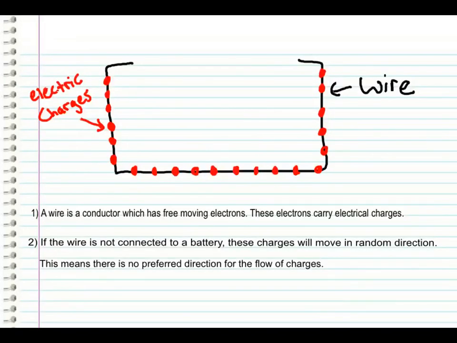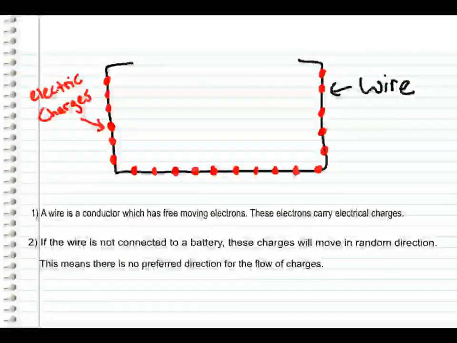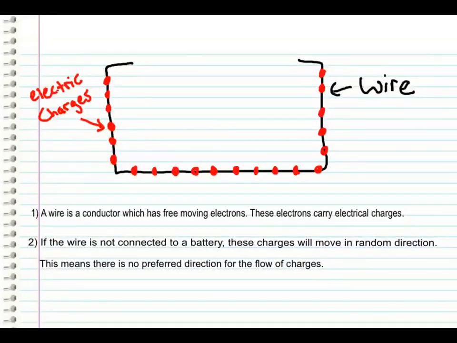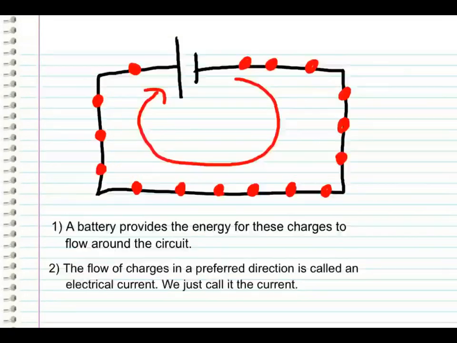A wire is a conductor which has free moving electrons. These electrons carry electric charges. If the wire is not connected to a battery, these charges will move in random direction. This means there is no preferred direction for this flow of charges.